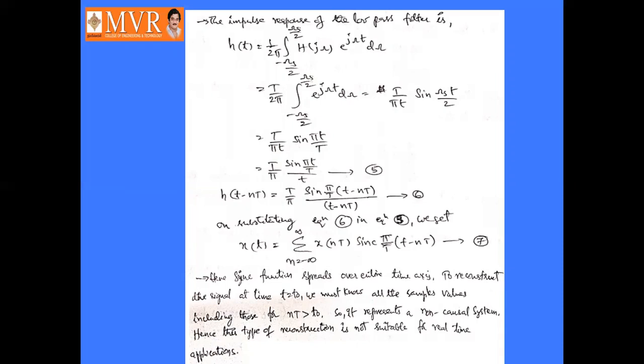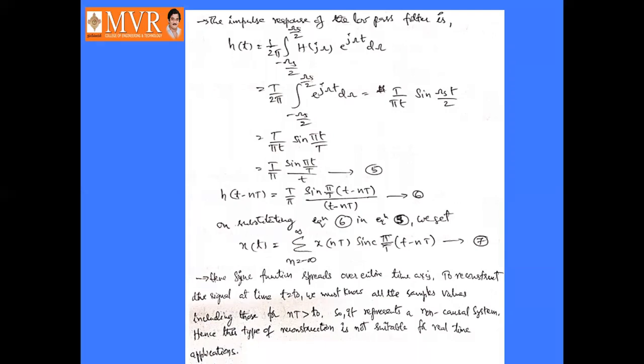On substituting equation number 6 in equation number 3, we get x(t) equal to sigma n is minus infinity to infinity x(nT) into sinc(π by T into (t minus nT)). That is equation number 7. Here, the sinc function spreads over the entire time axis. To reconstruct the signal at time t equal to t naught, we must know all the sample values, including those for nT greater than t naught. So it represents a non-causal system. Hence, this type of reconstruction is not suitable for real-time applications.